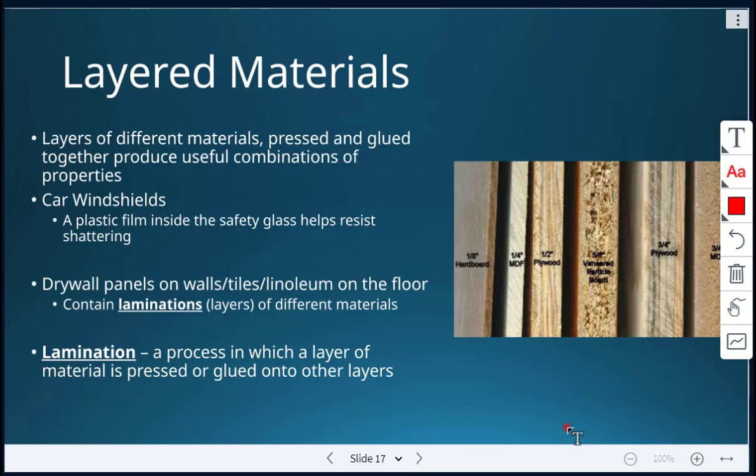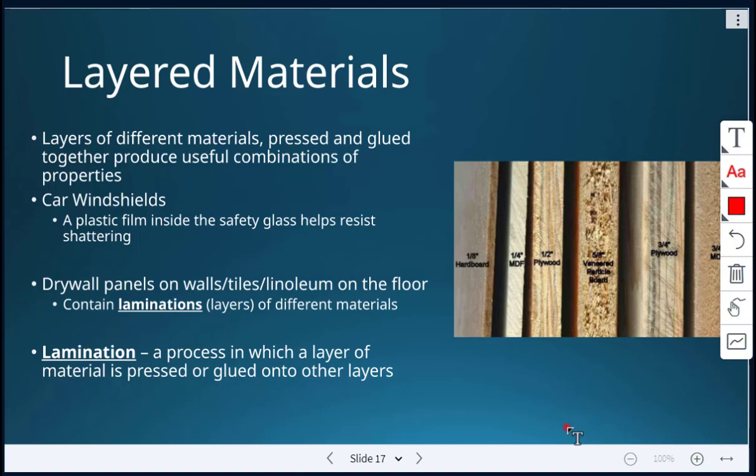Here, wood, so layers again, like pressed wood and so on. Layers of different materials pressed and glued together will produce useful combinations of properties. In car windshields, there's a plastic film inside the safety glass, which helps resist shattering.